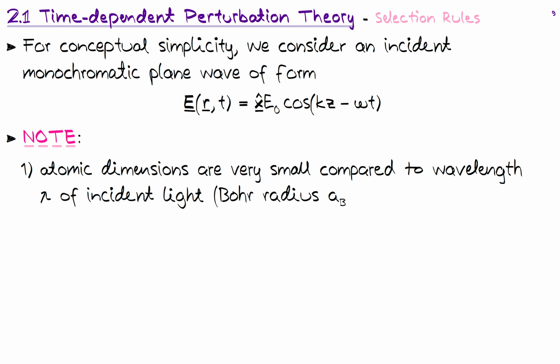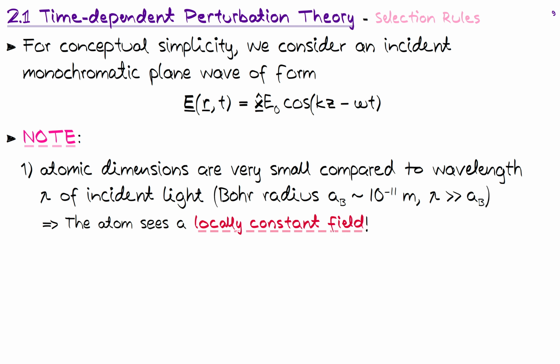So Bohr radius a_B is essentially of the order of some angstroms, and this is a lot smaller number than the incident wavelength lambda. So basically what the atom really sees is a locally constant field, and this is the usual justification why we are happily assuming that the electric dipole approximation holds. And most of the time this is an extremely good approximation to make.